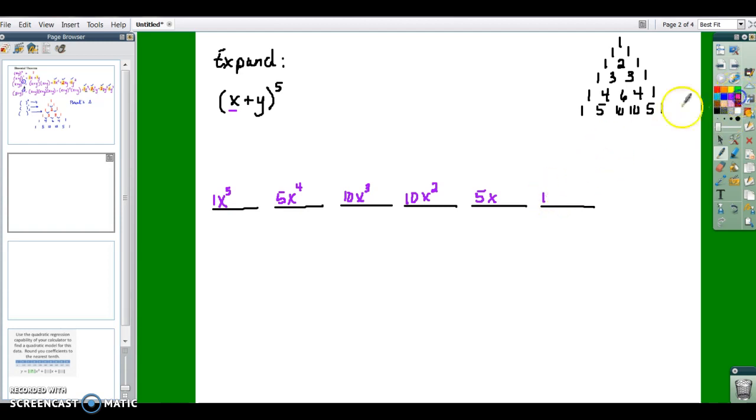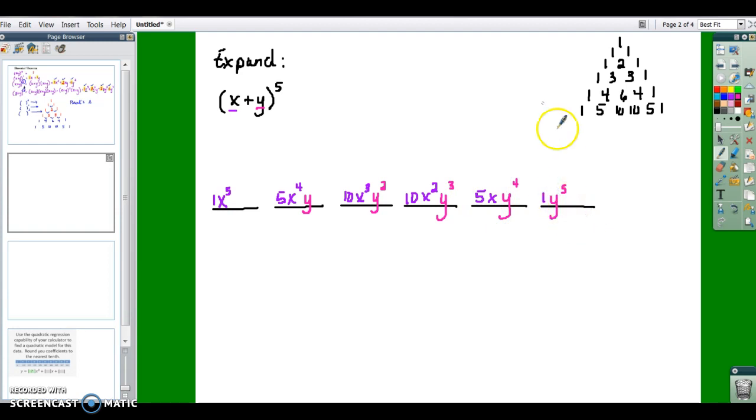Okay, the next part, I'm going to look at y. And y is going to start at the 0 power, so I'm not even going to write it in the first term. But then here it would be y to the 1st. Then here it would be y to the 2nd. Here it would be y to the 3rd. Here it would be y to the 4th. And here it would be y to the 5th.